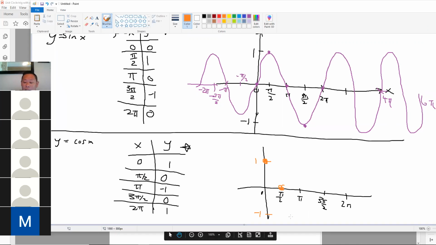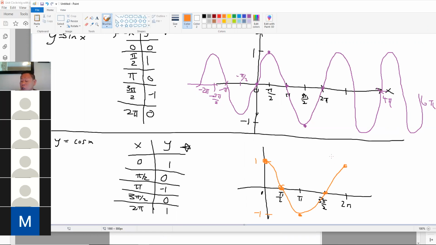Pi, -1 is right here. 3 pi over 2, 0 is right here. And then the last one, 2 pi, 1 is right up here. So what you notice when you draw your cosine graph is that it's not going to be a hill and a valley. It's going to be a very deep valley. So you just go all the way down like this. Okay, so this is your cosine graph.